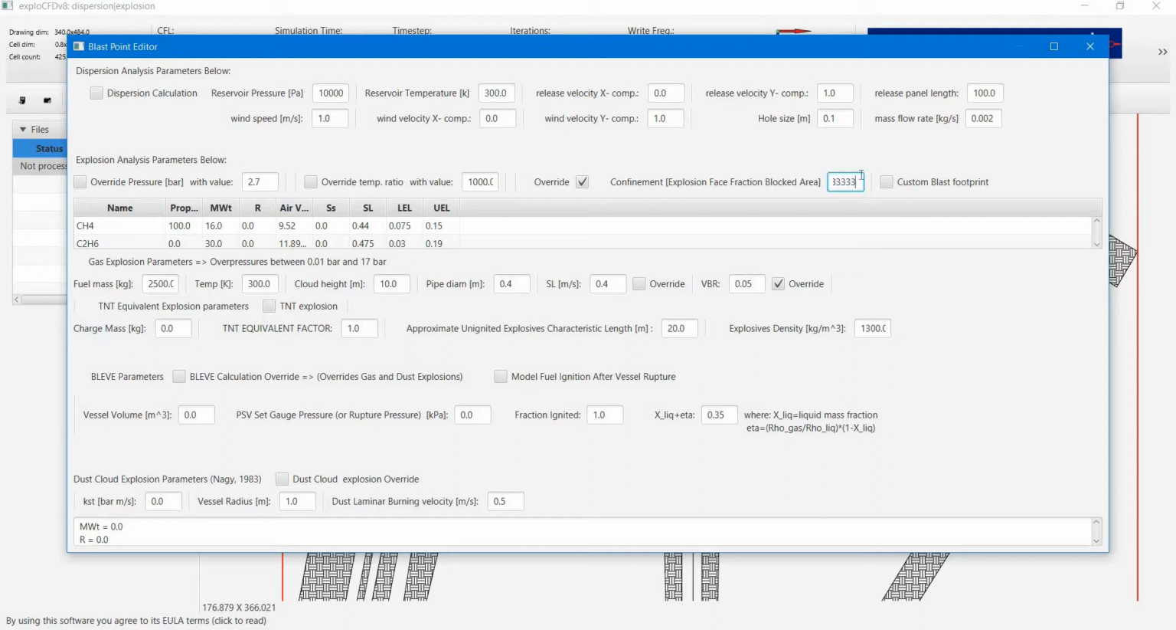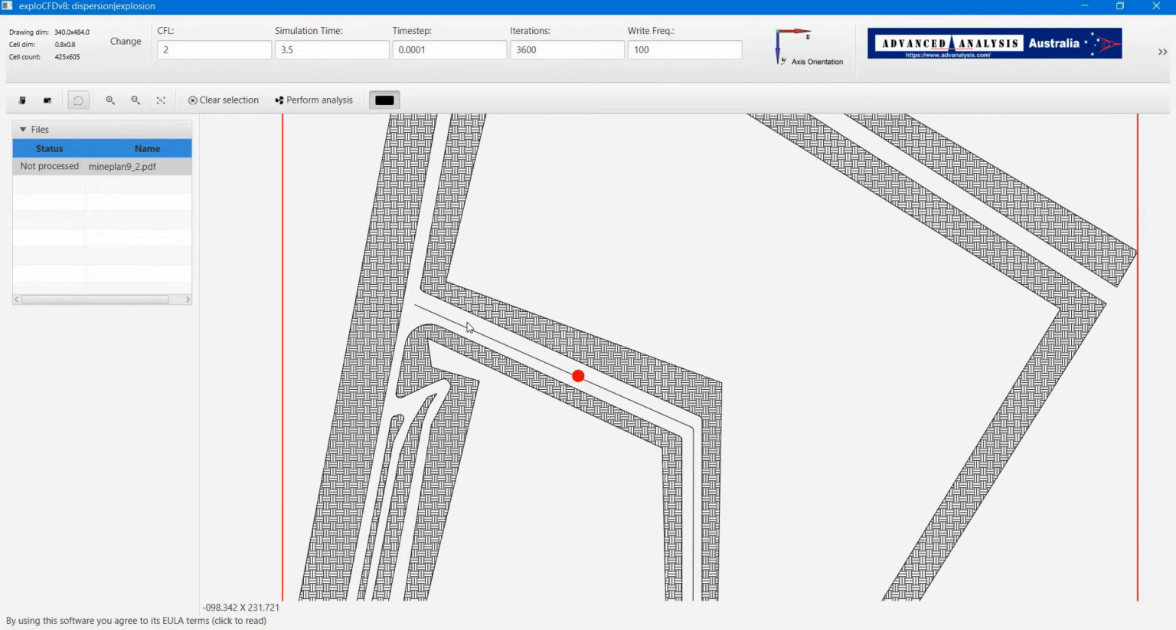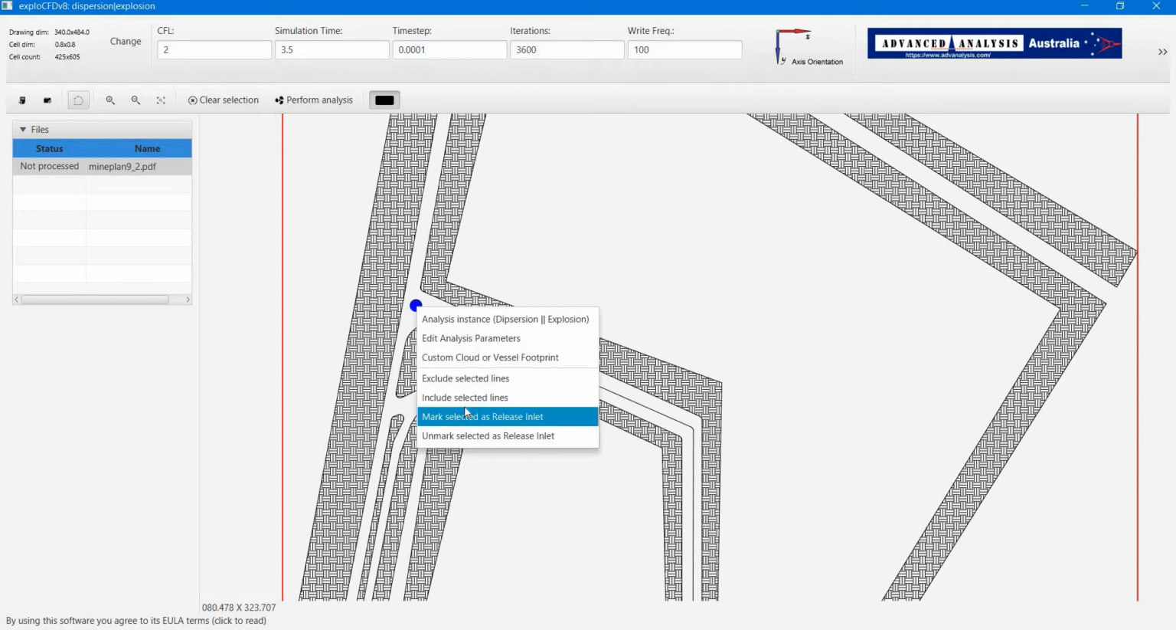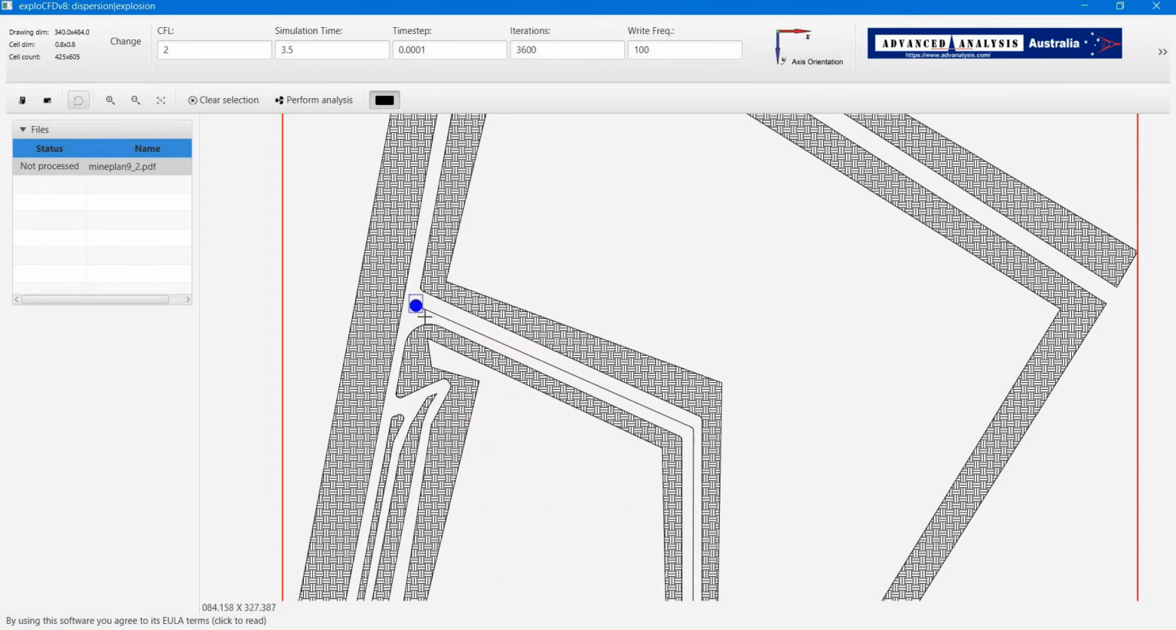I just need to increase the confinement because this is occurring obviously in a mine shaft. It's quite confined. The other thing we need is the fuel mass, and we need to calculate that. So first I need to move the analysis point over here because that's going to serve as an ignition point now. I'll go custom gas cloud and place it in here. That should be about right. And so that's this thing.